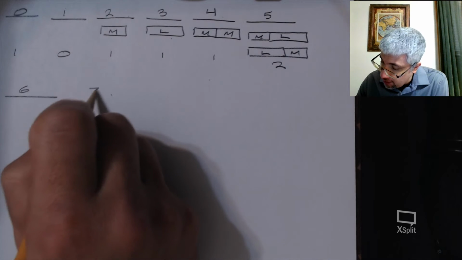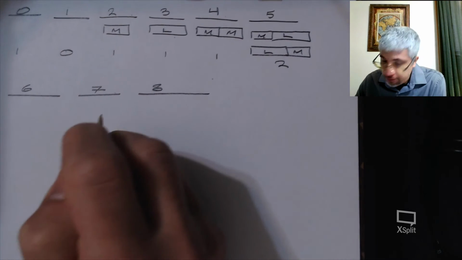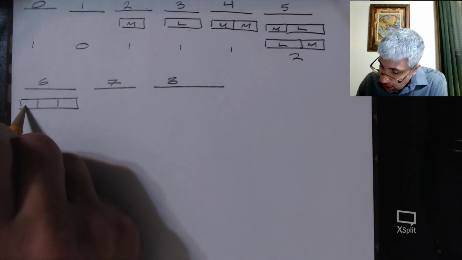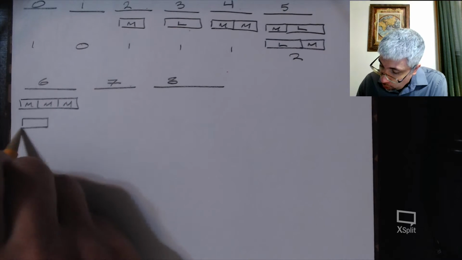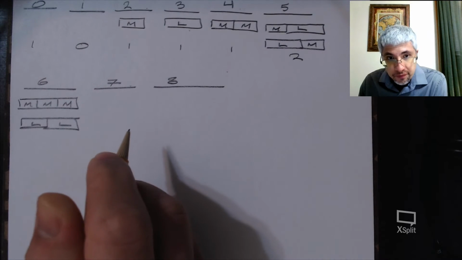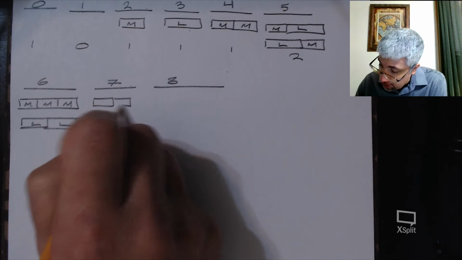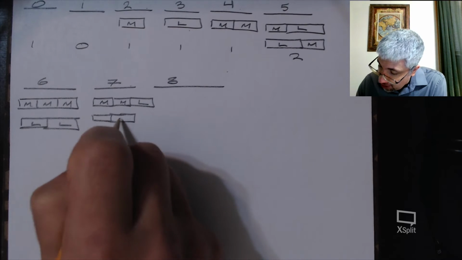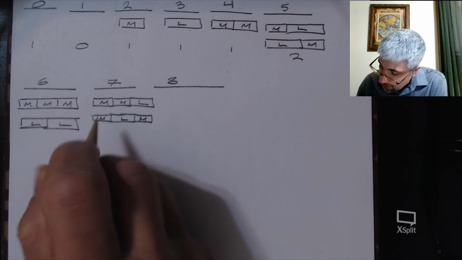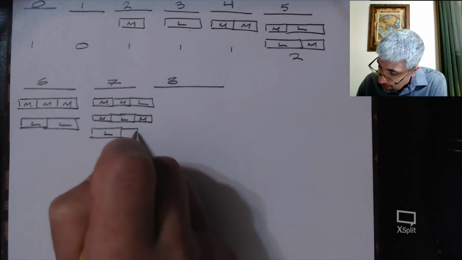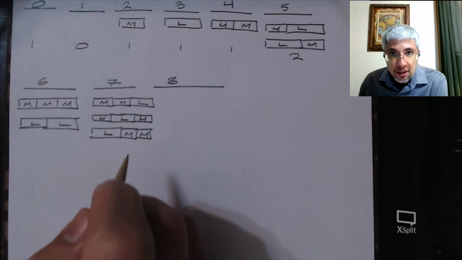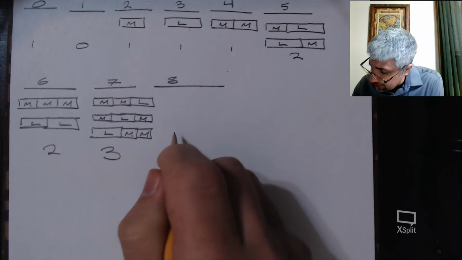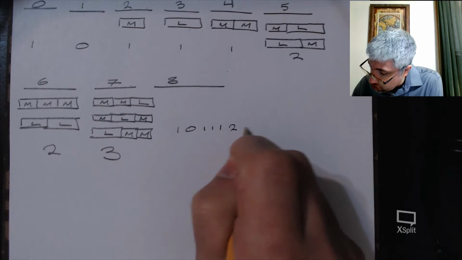Let's do a few more: 6, 7, and 8. Okay. So for 6, I could do 3 mediums or 2 longs. For 7, I could go medium, medium, long. Not drawn to scale. Medium, long, medium, or long, medium, medium. So 2, 3. So I'm getting some sequence here, and that's enough drawing for right now. My sequence goes 1, 0, 1, 1, 1, 2, 2, 3.